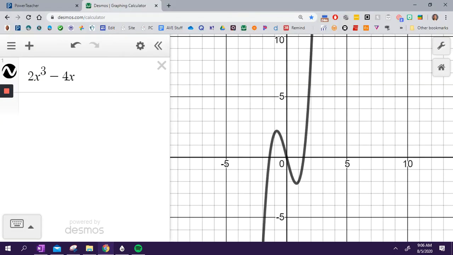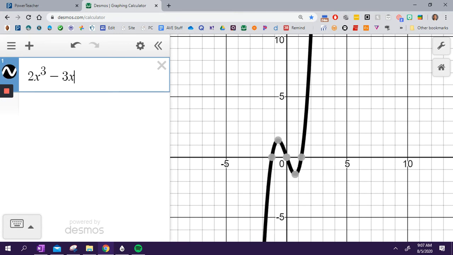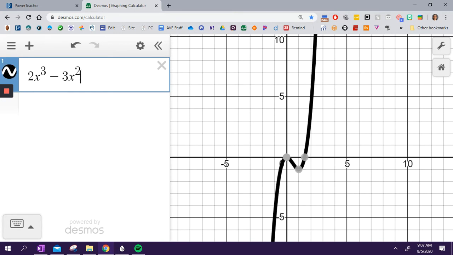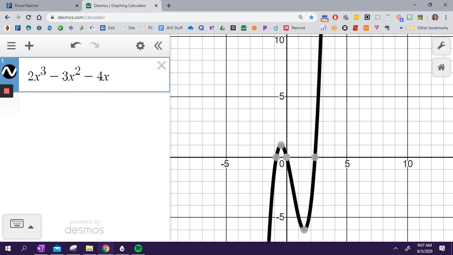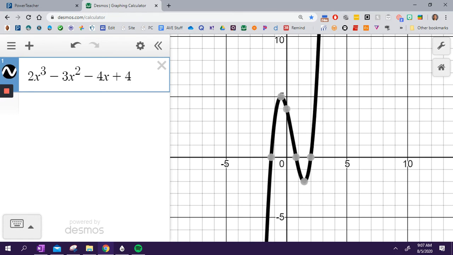Again, what do we have? 2x cubed. What was my next part? Minus 3x squared. And then what? Minus 4x plus 4. Yeah, it looks kind of odd, but it's not odd. It's not balanced the way it should be. This quadrant right here does not look the same as that top one.